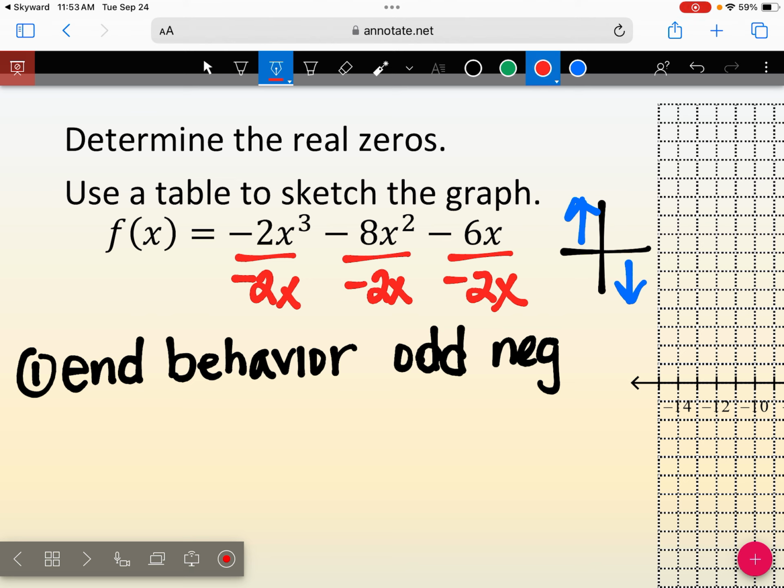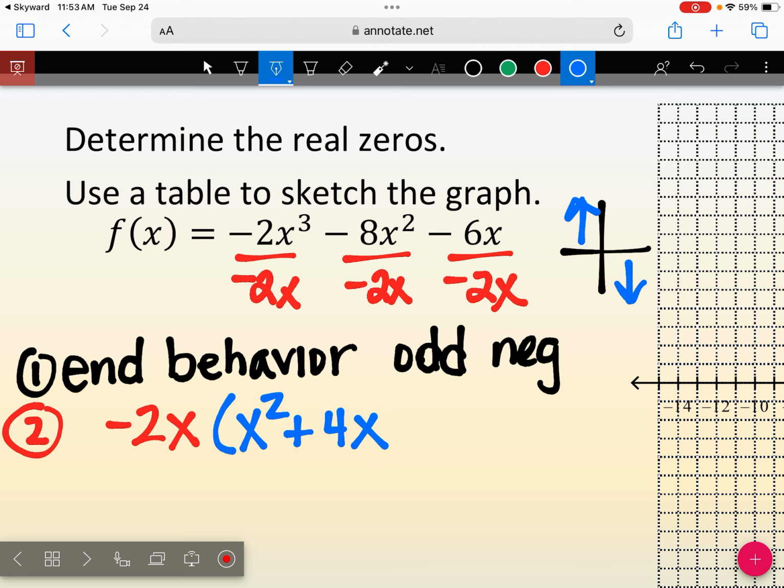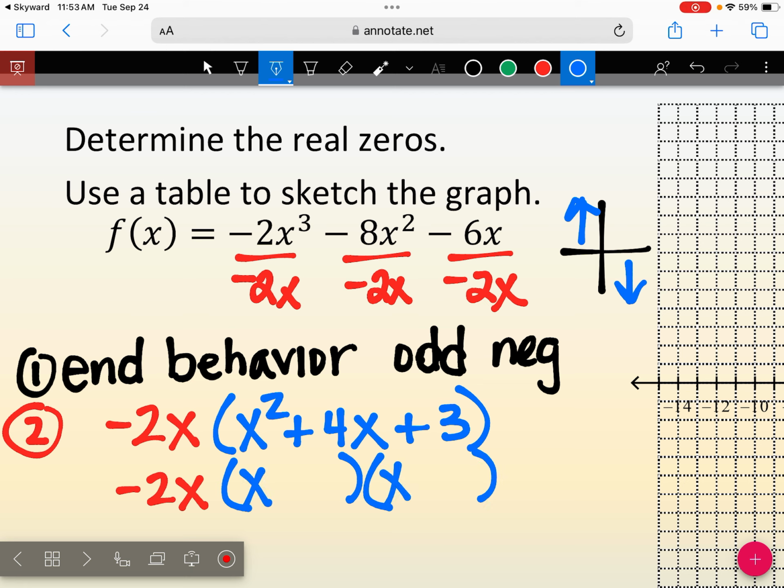So we're going to take out our GCF, which is negative 2x. And then inside of the parentheses, I have an x squared plus 4x plus 3. Go ahead and factor that down. You would need two numbers that multiply to 3, add to 4. I'm not showing my work because this is factoring. So go ahead and factor that down.